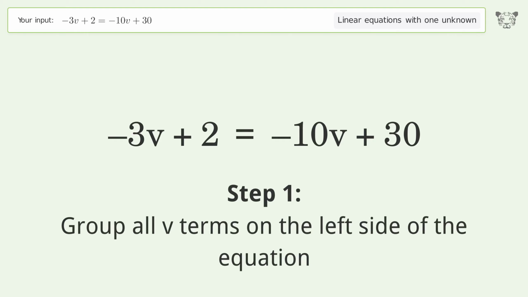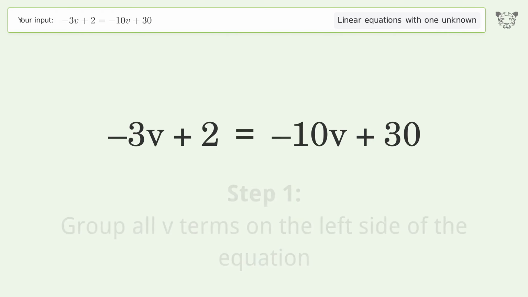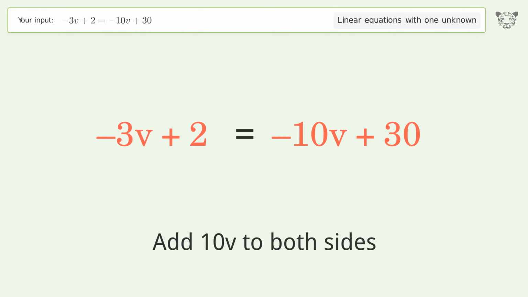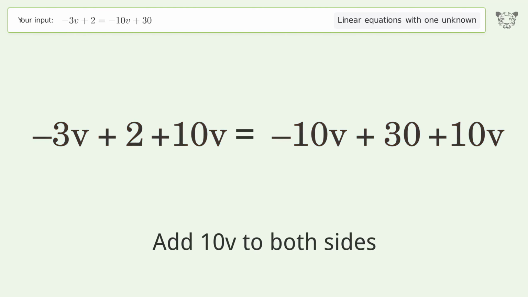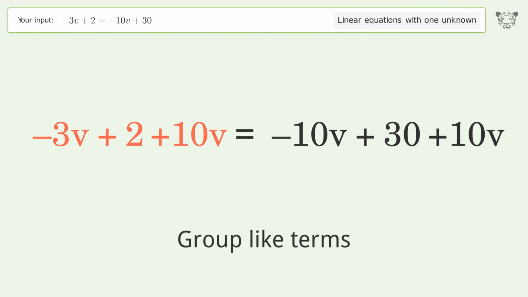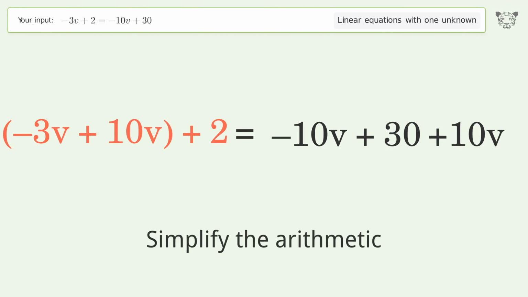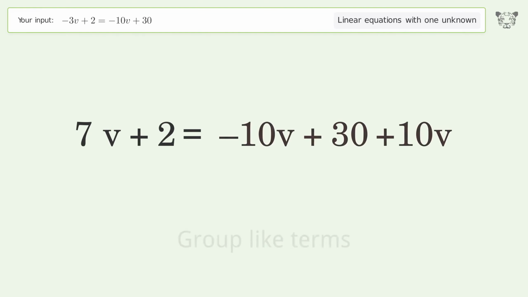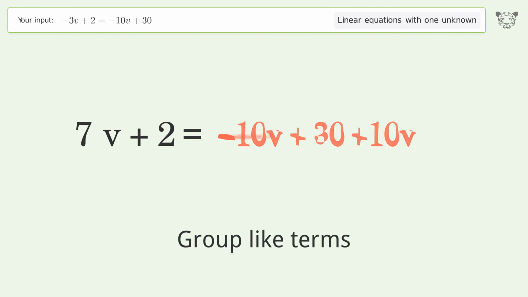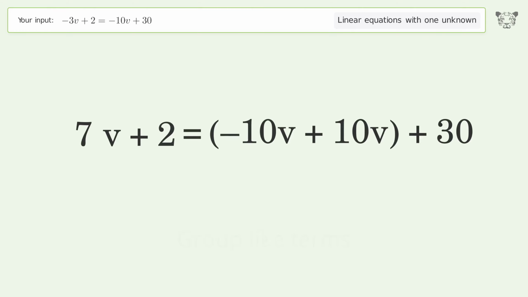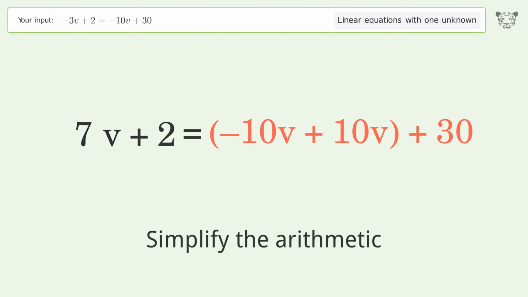Group all v terms on the left side of the equation. Add 10v to both sides. Group like terms. Simplify the arithmetic. Group like terms. Simplify the arithmetic.